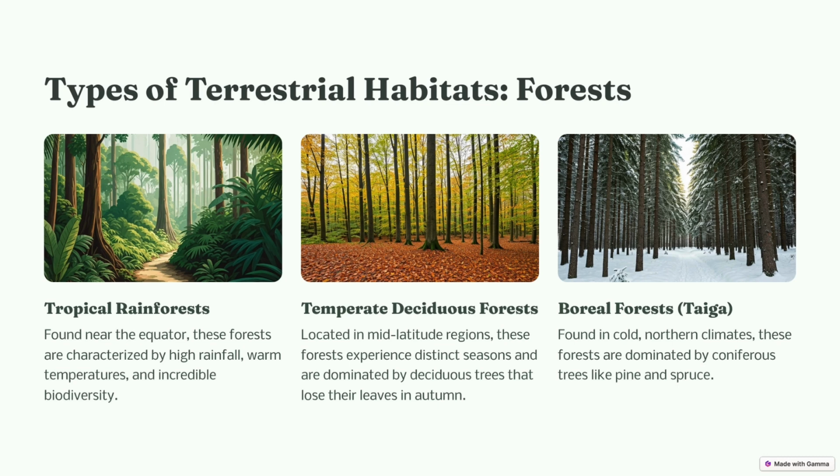Next, we have the temperate deciduous forest. Located in mid-latitude regions, these forests experience distinct seasons and are dominated by deciduous trees that lose their leaves in autumn. And we have the taiga, found in cold northern climates. These forests are dominated by coniferous trees like pine and spruce.